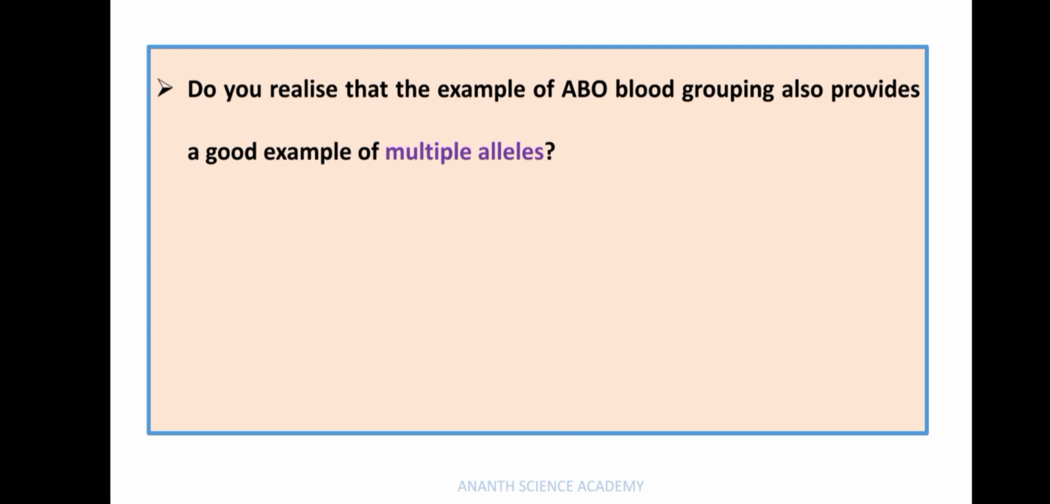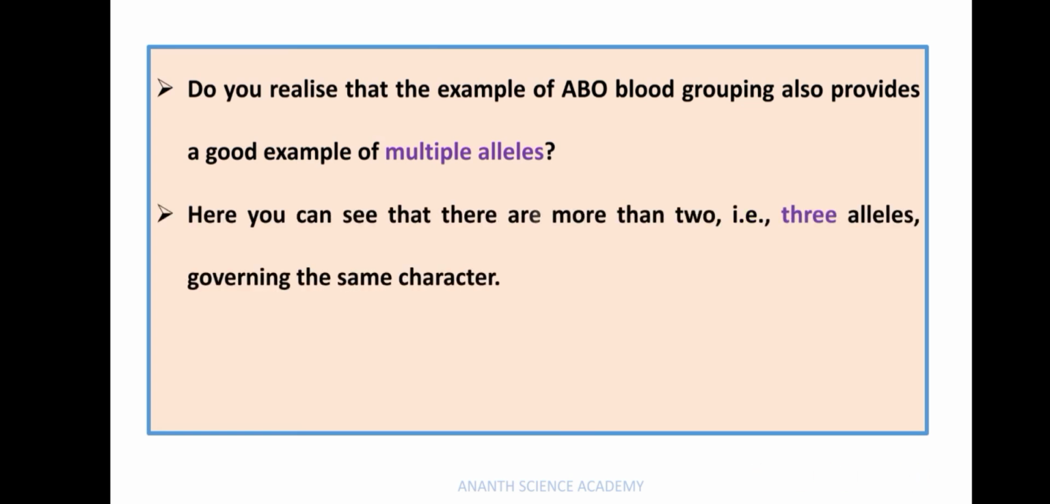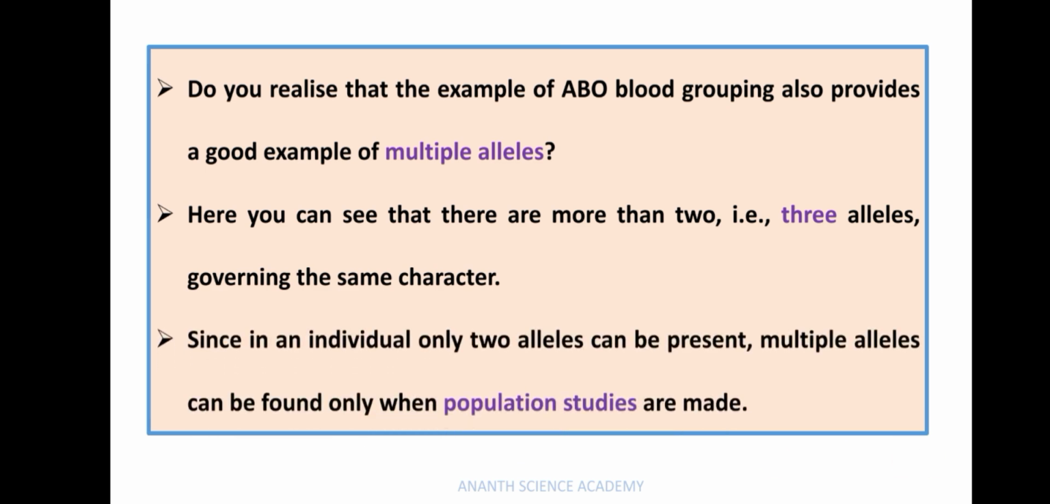Do you realize that the example of ABO blood grouping also provides a good example of multiple alleles? Here you can see that there are more than 2 alleles, in this case 3 alleles, governing the same character. Since in an individual only 2 alleles can be present, multiple alleles can be found only when population studies are made.